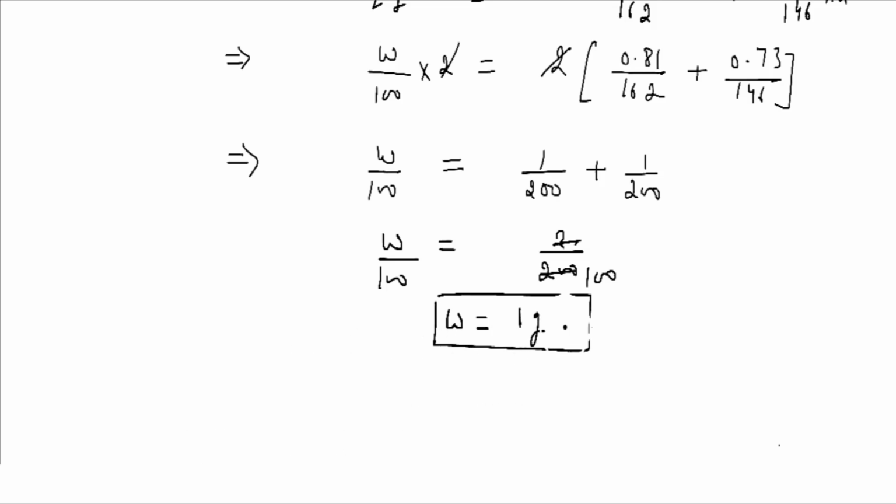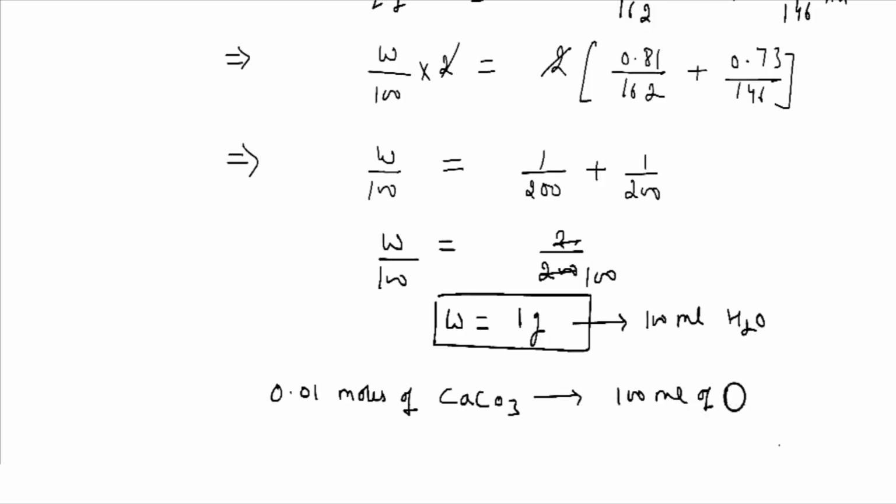Now you can say that this is the weight, 1 gram of calcium carbonate in 100 ml of water. If I want to find out how many moles of calcium carbonate are present in the 100 ml of water, it is the given mass divided by molar mass. It comes out to be 0.01 moles of calcium carbonate present in 100 ml of water, right?